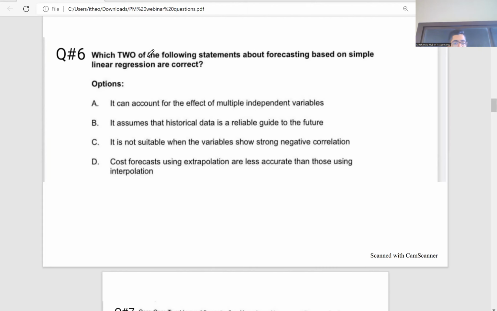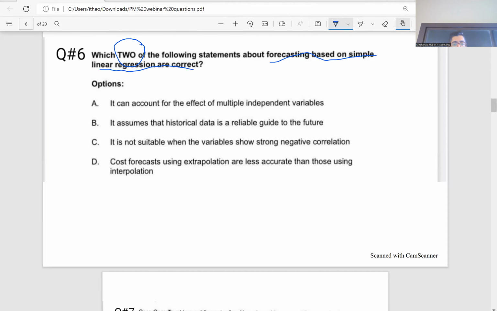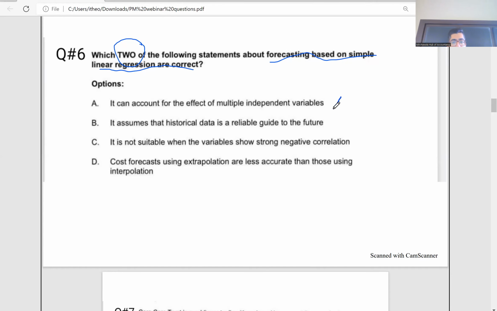Question number 6 is: which 2 of the following statements about forecasting based on simple linear regression are correct? Now you all know regression is a topic, correlation regression. So which 2 statements about regression are correct? Very easy question. It can account for the effect of multiple independent variables. Now this statement is wrong.